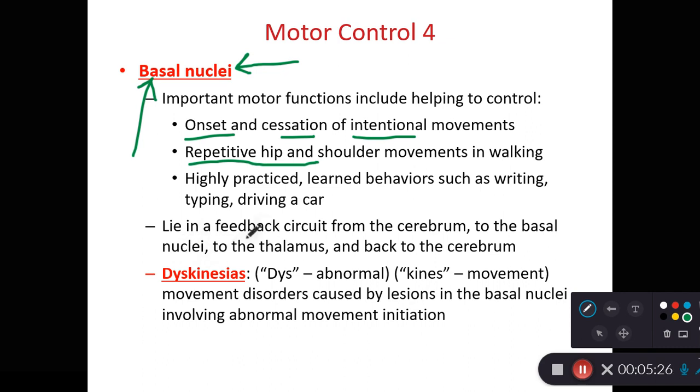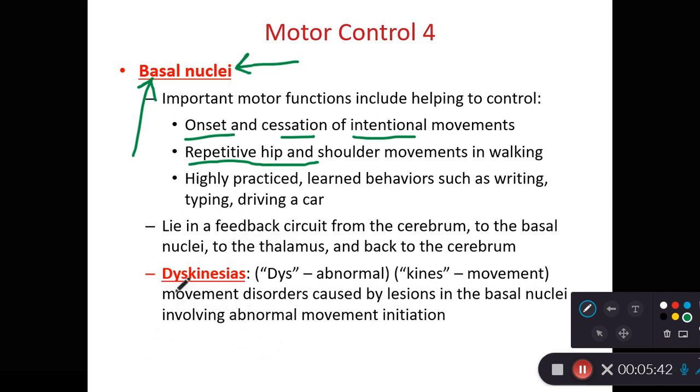These basal nuclei are going to be in a feedback loop or feedback circuit with the cerebrum to the basal nuclei and then back to the thalamus and back to the cerebrum. So they're going to be constantly interacting with the other parts of the brain in order to help modulate activities.